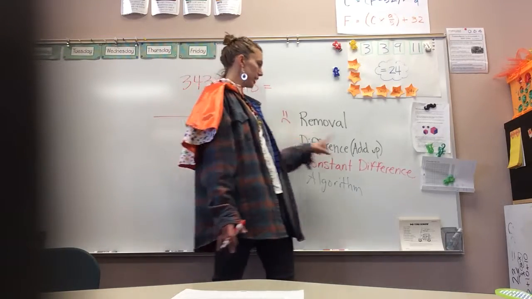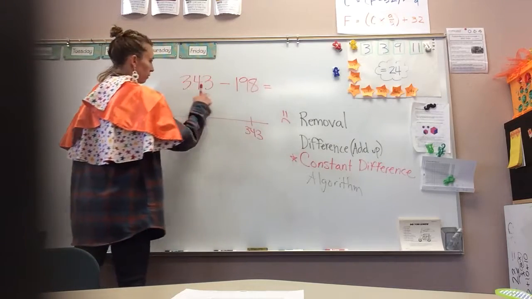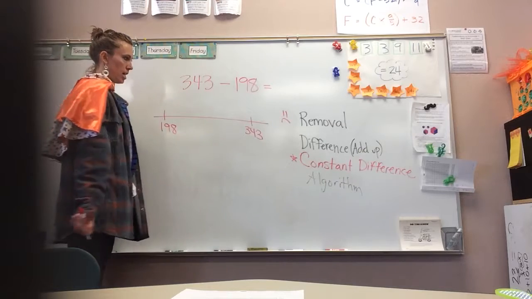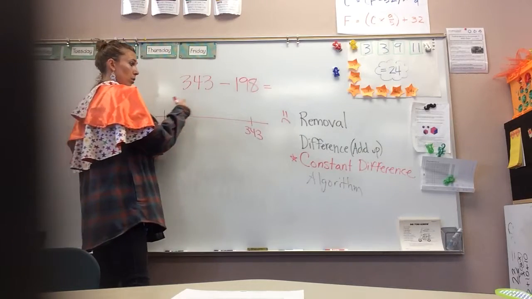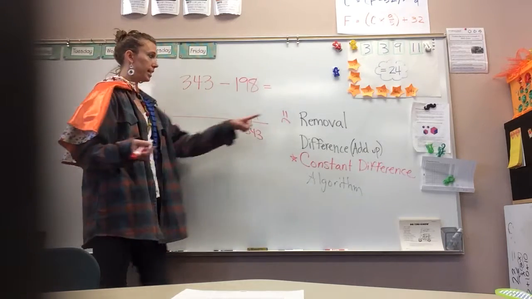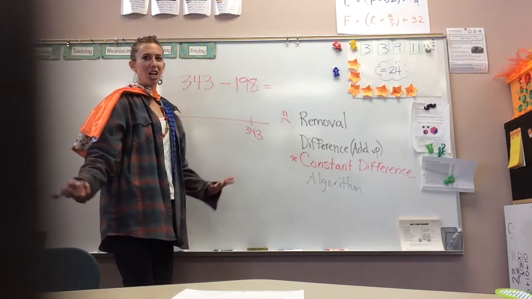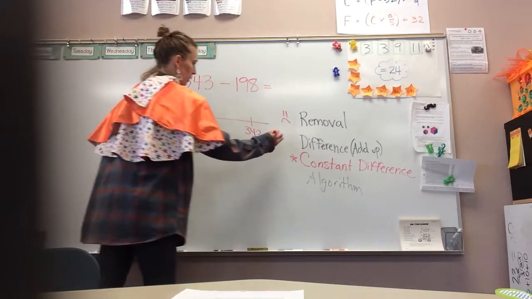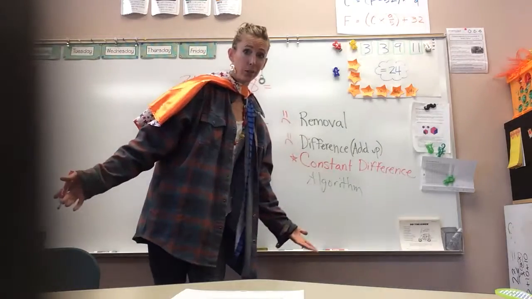Let's go to the difference adding up strategy. Let's see if that one is going to be good. So I have 343, and I have 198. And now I'm going to add up from 198 all the way to 343. Well, this one doesn't seem as bad as removing, but these are far away from each other. They're not like right next door to each other.